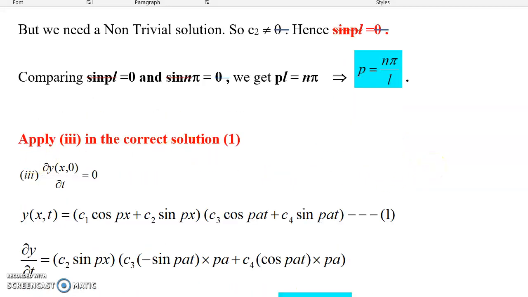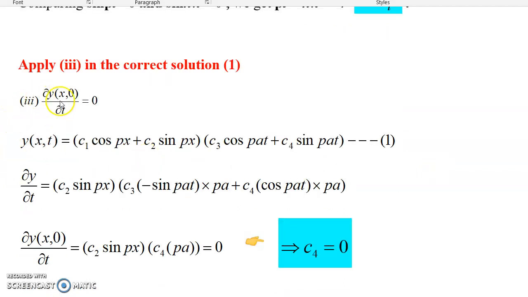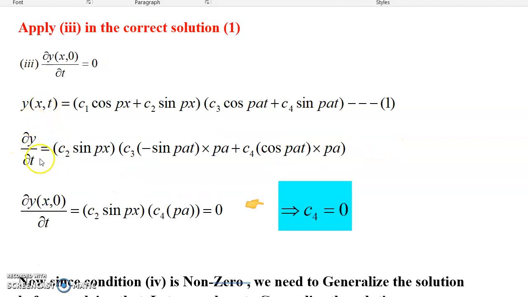Now let us apply the third boundary condition, dou y by dou t at x comma 0 equal to 0. For this we need dou y by dou t first. So take the correct solution y and differentiate y with respect to t. So what is dou y by dou t? Differentiating y with respect to t, the first term is this. Since C1 is 0, we have substituted C1 equal to 0.